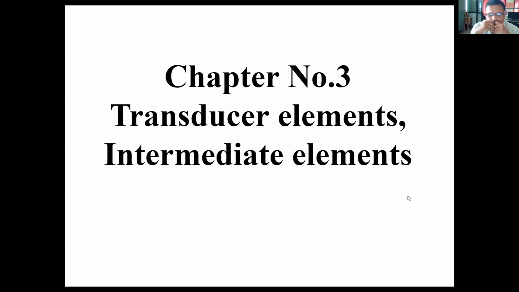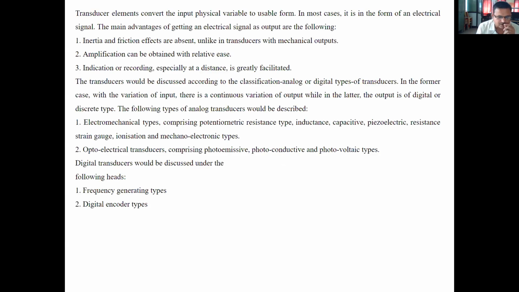Good afternoon. Today we'll start chapter number 3, that is transducer elements and intermediate elements. Now, transducer elements convert the input physical variable to usable form. In most cases, it is in the form of an electrical signal.